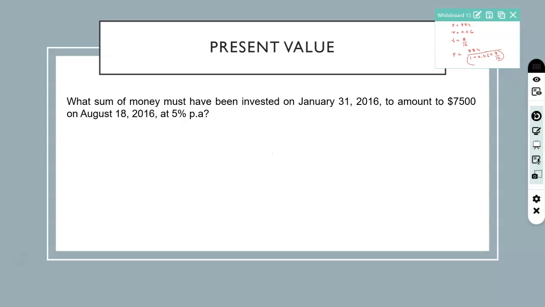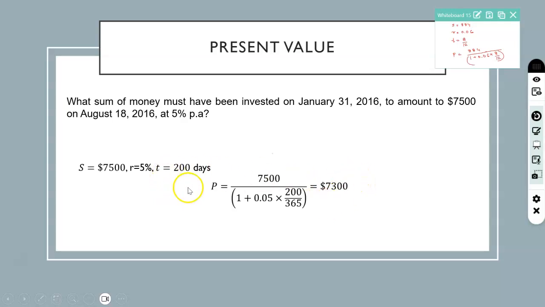All of you know how to calculate. I can give you the hint that 2016 is a leap year. And then the maturity value is $7,500. R is your 5%. Substitute in the formula and use your calculator to calculate. So after calculation, you should get the number of days as 200 and the principal amount as $7,300. So check, and if you're not getting it, just let me know and we can discuss it later.